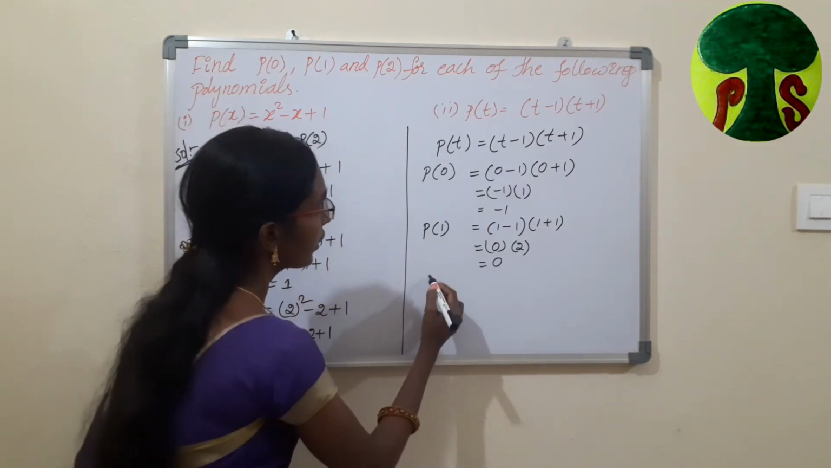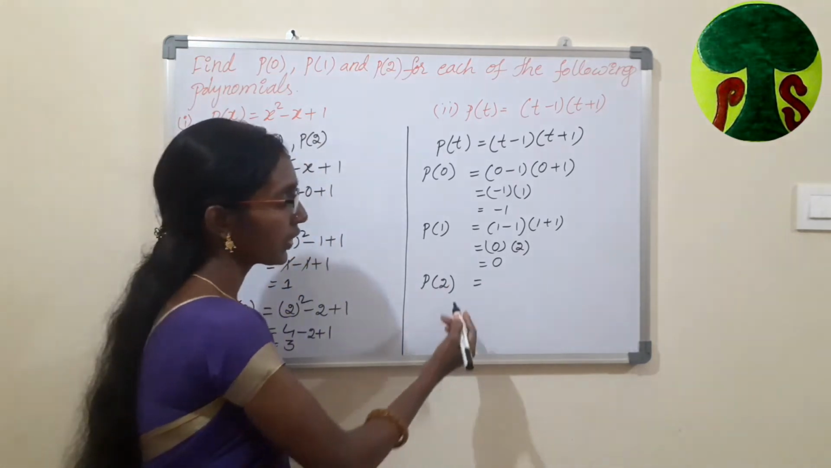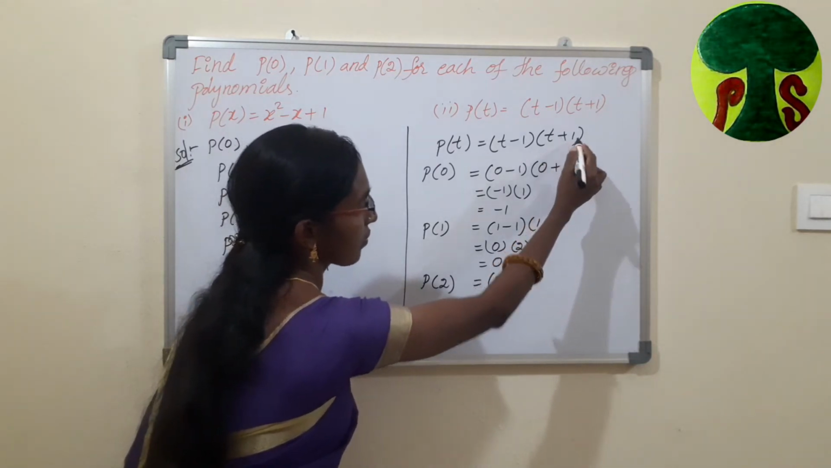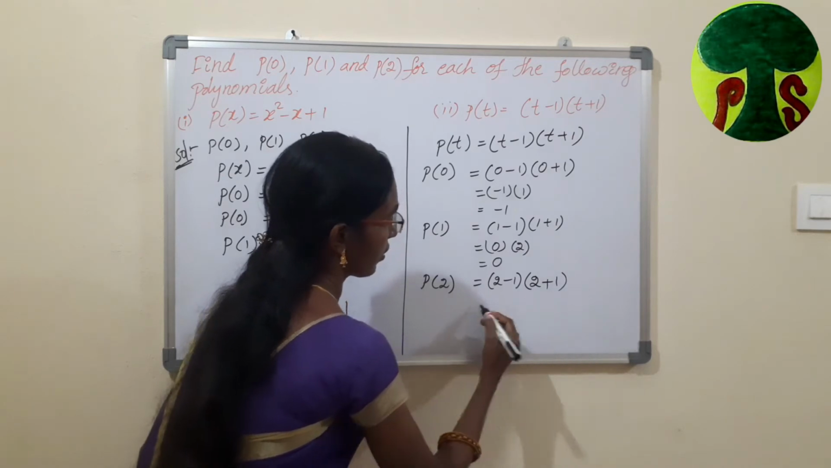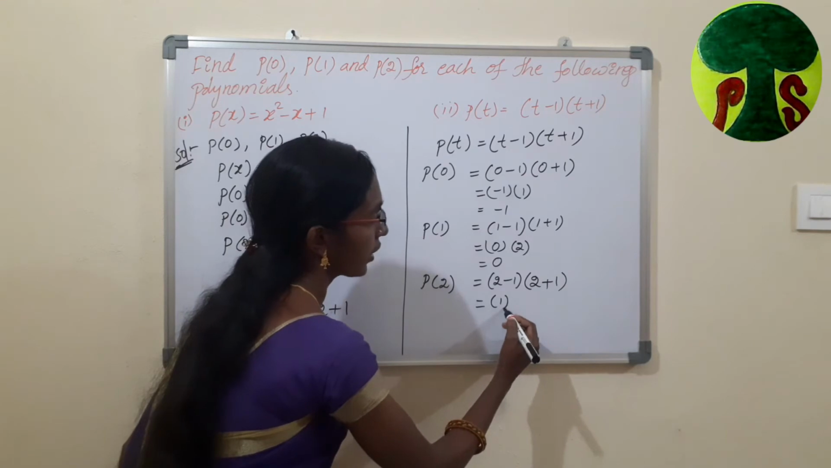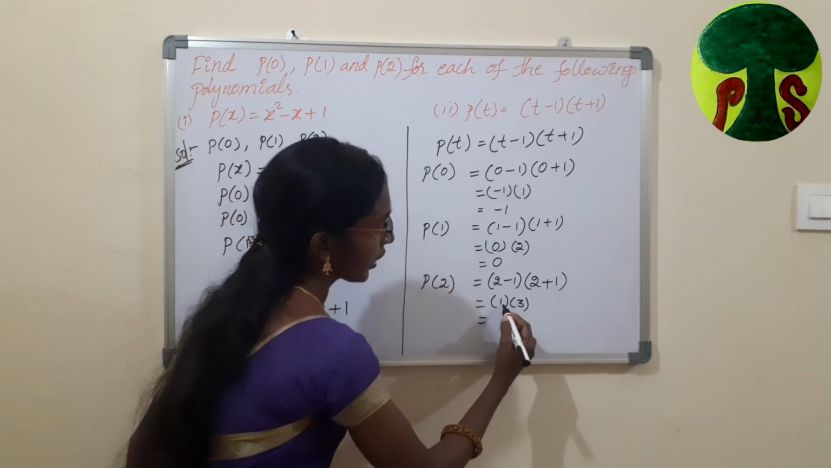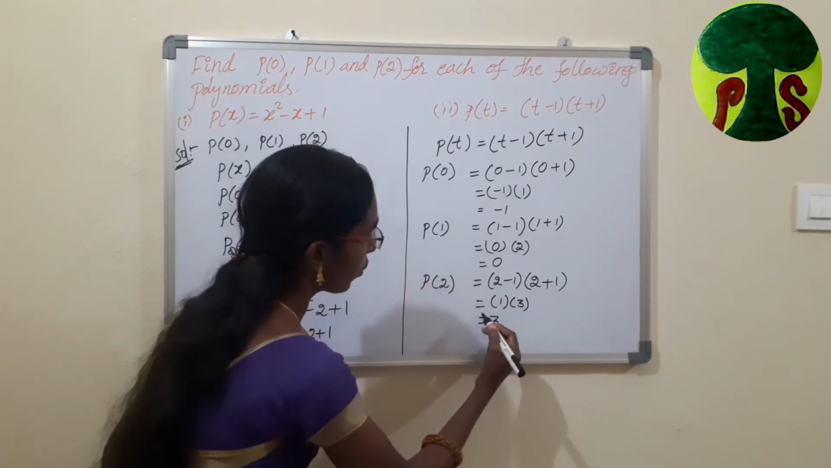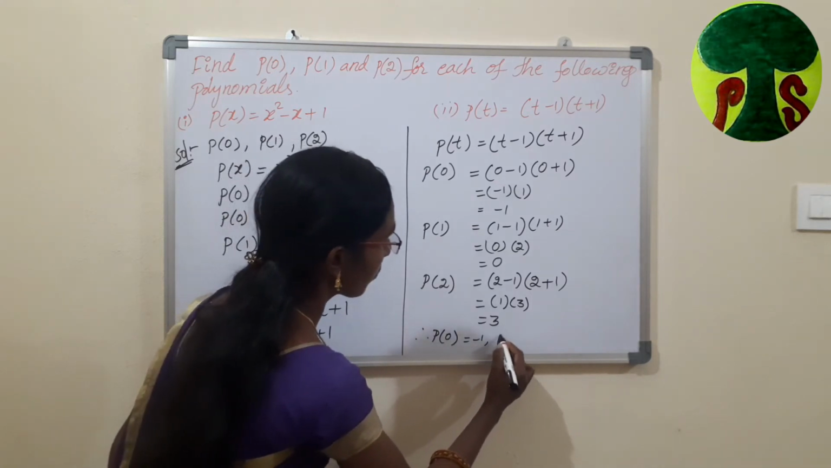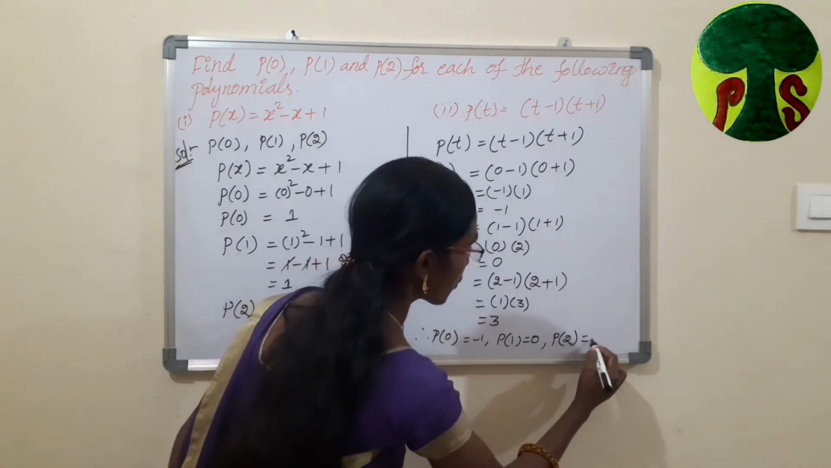Now we have to find P of 2, which means in the place of t we have to write 2. So 2 minus 1 into 2 plus 1. That equals 2 minus 1 is how much? 1. And what is 2 plus 1? 2 plus 1 is 3. 1 into 3 is 3. Therefore, the value of P of 0 is minus 1. P of 1 is 0. And P of 2 equals 3.